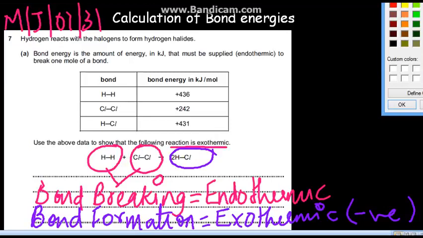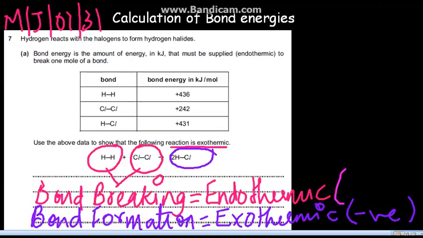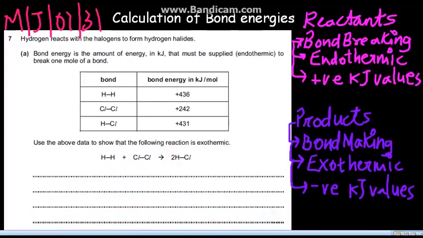So it exactly tells you that when bonds are being broken, it's an example of endothermic reaction, and therefore for an endothermic reaction the bond energy values will be positive. So now, keeping this in mind, let's begin solving the question.